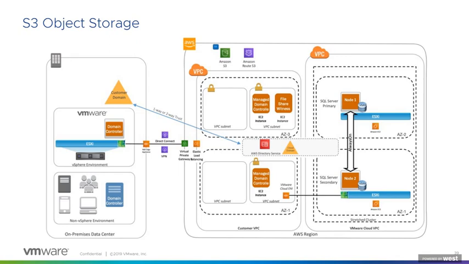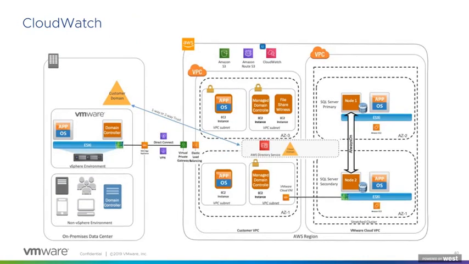EBS volumes would be the highest performance volumes. Amazon S3 would be object storage, and Glacier would be cold object storage. Okay, and finally, I'm adding over here on number 12 in the middle of the diagram, CloudWatch, to be able to monitor a number of things.